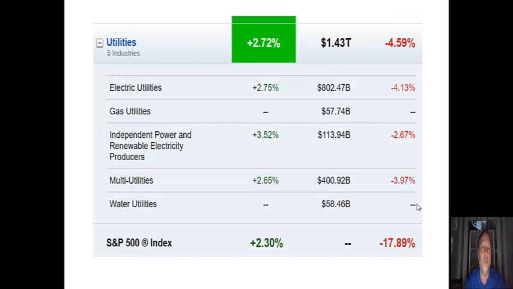The last sector we will look at is the utility sector. It's split into 5 industries: electric, gas, independent power and renewable electric producers, multi-utilities, and water. By far the biggest of these is the electric utilities at around $800 billion out of a $1.4 trillion market cap sector, followed by multi-utilities, independent, and water power. And utilities have lost money this year, but not nearly as much as the S&P 500.